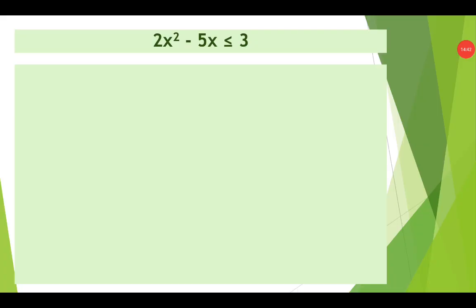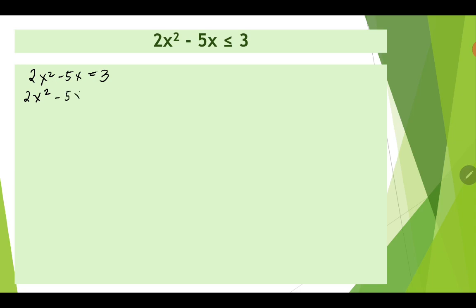So, another example, we have 2x squared minus 5x is less than or equal to 3. Again, we solve this using the quadratic equation first. Para hindi tayo mahirapan, gawin natin siyang quadratic equation. Okay, 2x squared minus 5x equals 3. Pinalitan muna natin yung inequality symbol ng equal sign. Okay, so transform this into standard form because we're going to solve this using the quadratic formula.